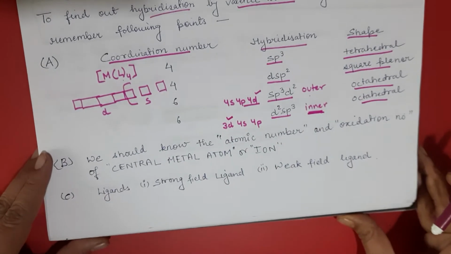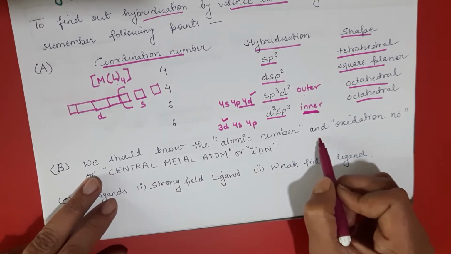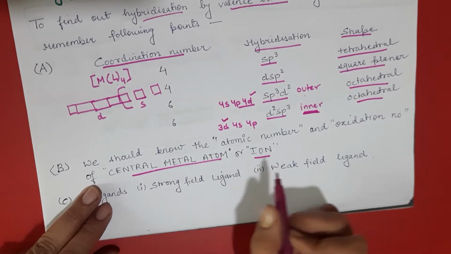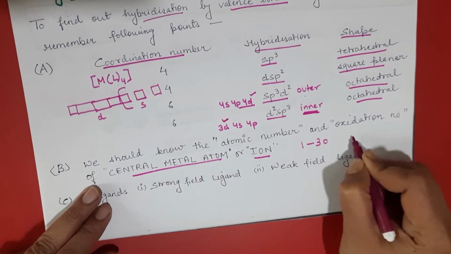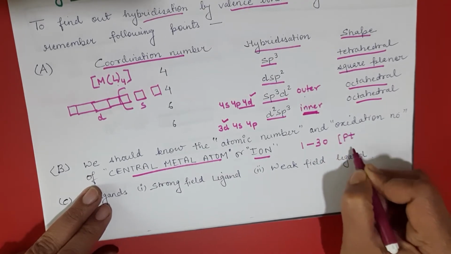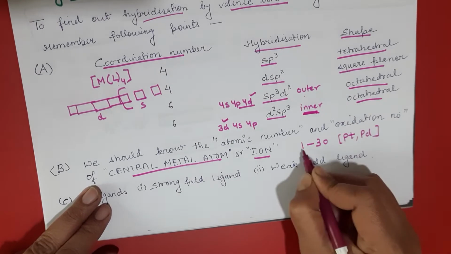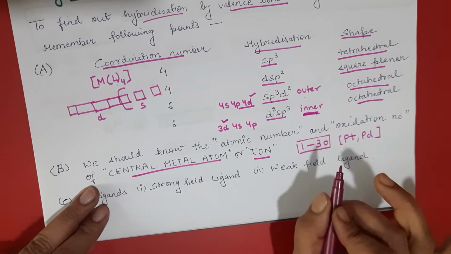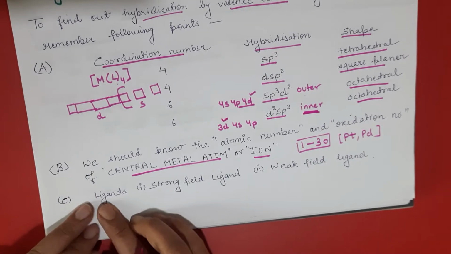The next point you should remember is the atomic number and oxidation number of the central metal atom or ion. You have to remember the periodic table from 1 to 30, and as exceptions, you should know the atomic number and oxidation state of platinum and palladium. That's it. So first of all you have to remember the periodic table till 30, and you should know the electronic configuration also.